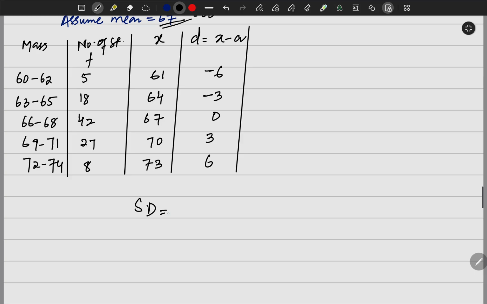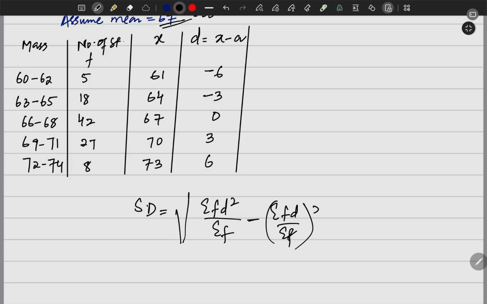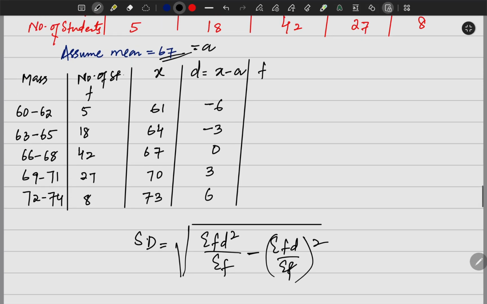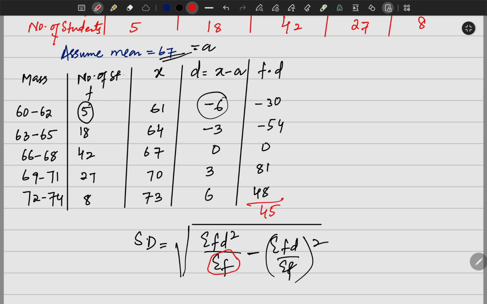Okay, so now what is our formula? So standard deviation is square root of summation fd square divided by summation of f, minus summation of fd divided by summation of f, whole square. Yes or no? So we need fd, so we will find fd. So this is our f and this is our d, so this will be minus 30, similarly minus 54, 0, 81, 48. And we need the sum of all these, so we will take the sum, this will be 45. We need the sum of frequencies, so that is 100 students.